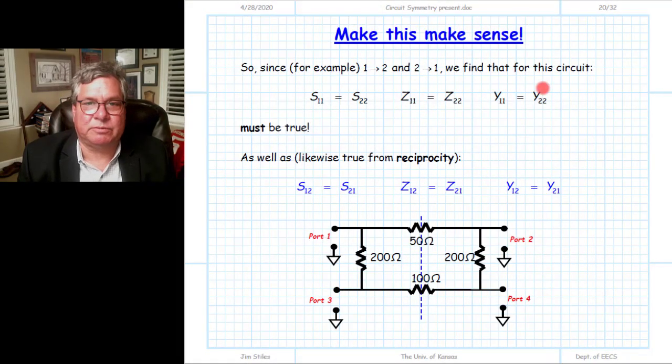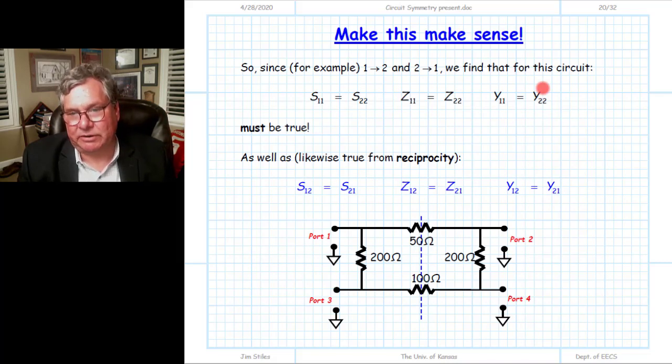So think about what this means with respect to our standard characterizations of a multi-port circuit: scattering matrix, impedance matrix, admittance matrix. If I can simply rename port 1 as port 2, and port 2 as port 1, and not change the circuit in any way, what that means is the resulting values of S11 and S22 must be the same. Since the circuit is the same, regardless of whether I call that port 1 or 2, the resulting parameters must be the same, and therefore S11 and S22 must be equal to each other.